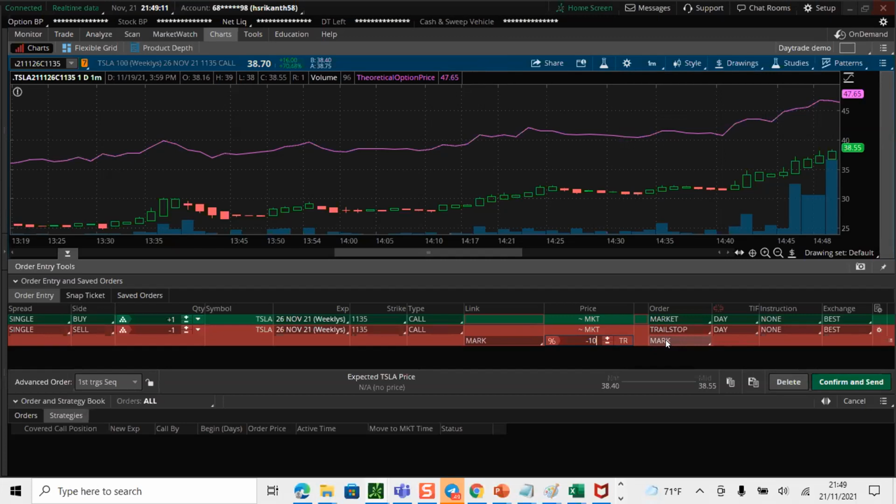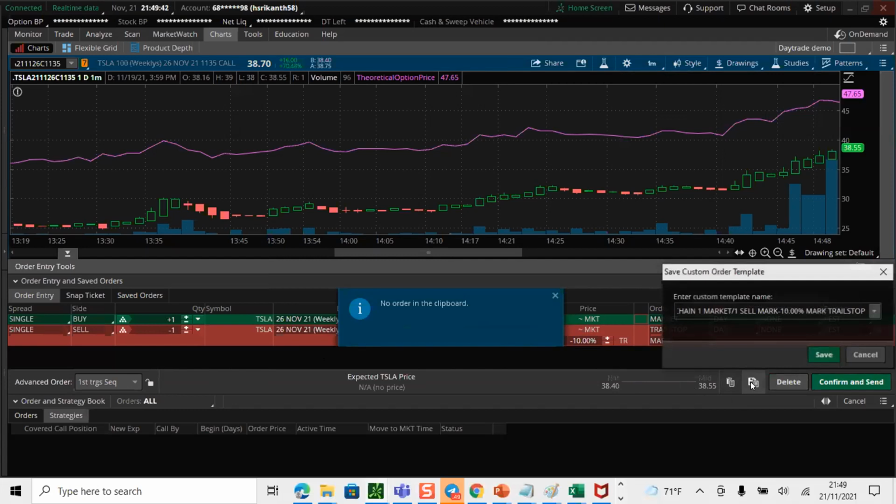The one thing you have to understand is that options are so volatile. This is mainly for scalping. I'll just do minus 10% just for scalping. And you can also save this trade, so I'll just click on save here. Yeah, right here.